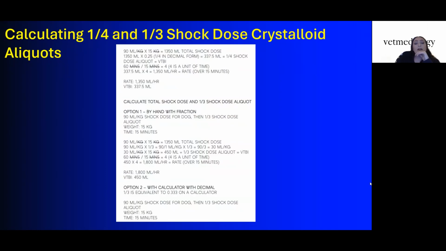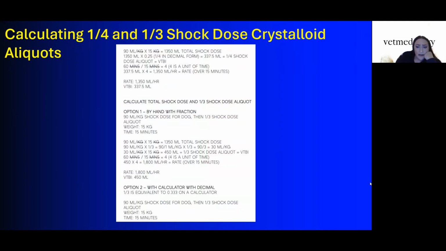This is how to calculate the third shock dose aliquot by hand with a fraction for, again, a 15 kg dog and over 15 minutes. 90 mils per kg times 15 kgs, 1350 for the total shock dose. 90 mils per kg times 1/3 equals 90 over 1 mils per kg times 1/3 equals 90 over 3 equals 30 mils per kg. So 30 mils per kg times 15 kgs equals 450 mils. This is our third shock dose aliquot.